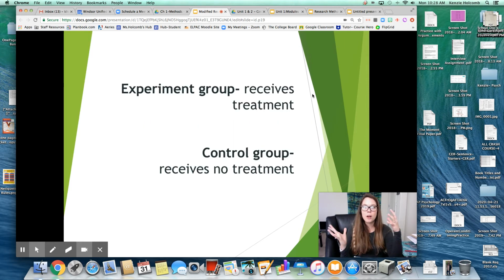So again, part of the experiment, there's going to be one group that is the experiment group, which is going to receive treatment, while the other group is going to be the control group, which receives no treatment, and they are given a placebo. And we'll talk about what a placebo is in just a little bit, okay? So again, part of experiments, you need to have two groups, a control group and an experiment group, okay?